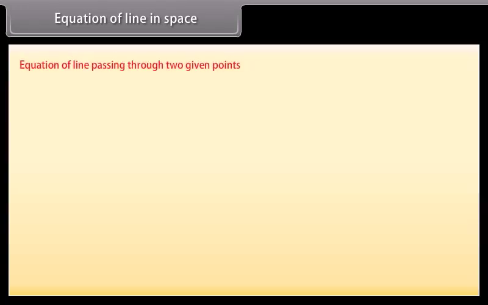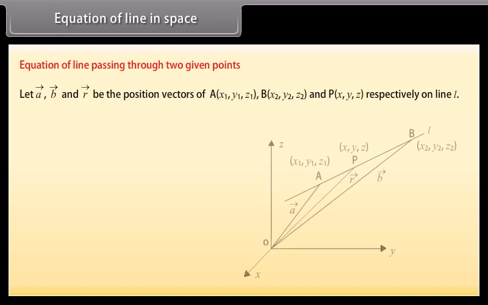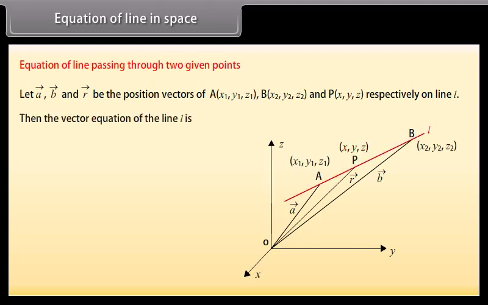Equation of line in space. Equation of line passing through two given points. Let vectors A, B and R be the position vectors of A (x1, y1, z1), B (x2, y2, z2) and P (x, y, z) respectively on line L. Then the vector equation of the line L is vector R equals vector A plus lambda times vector B minus vector A, where lambda belongs to real numbers.